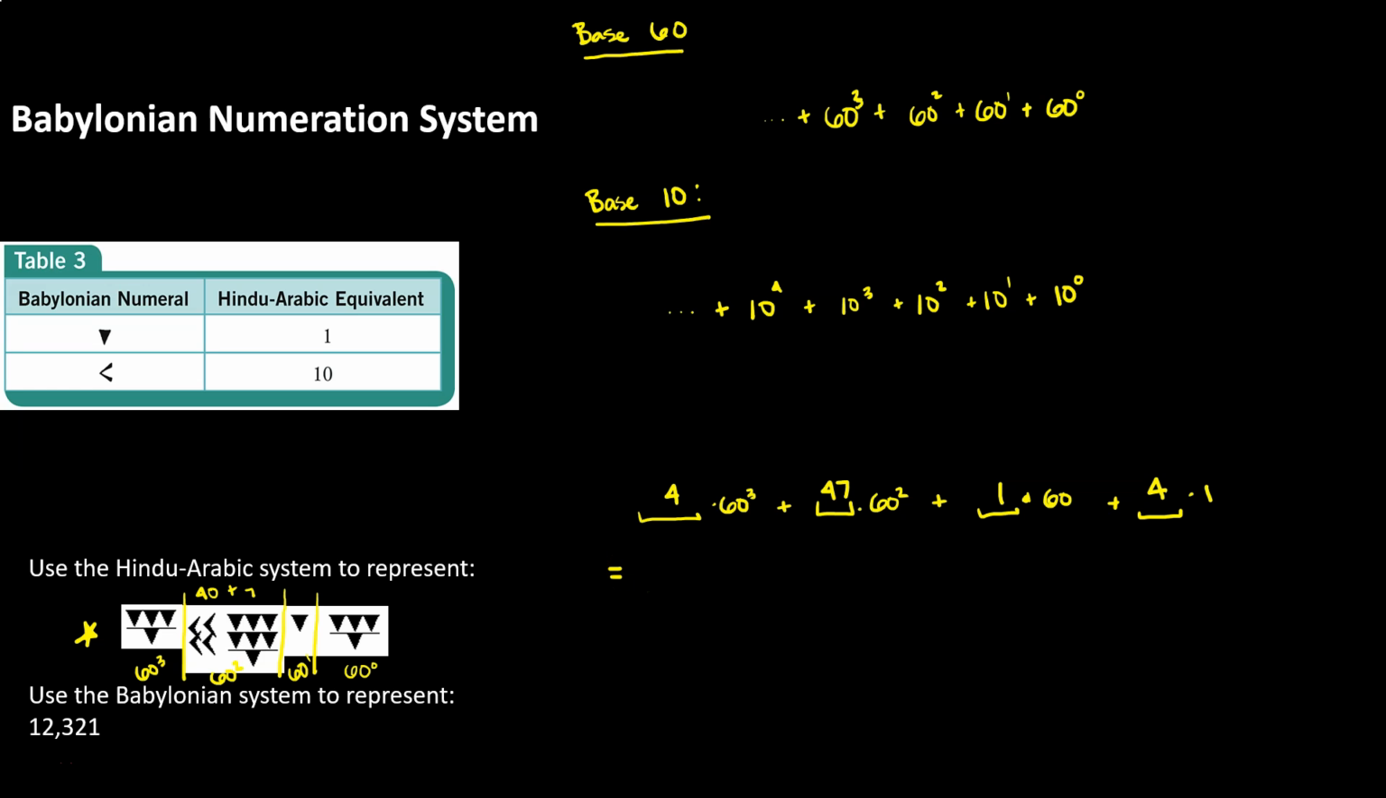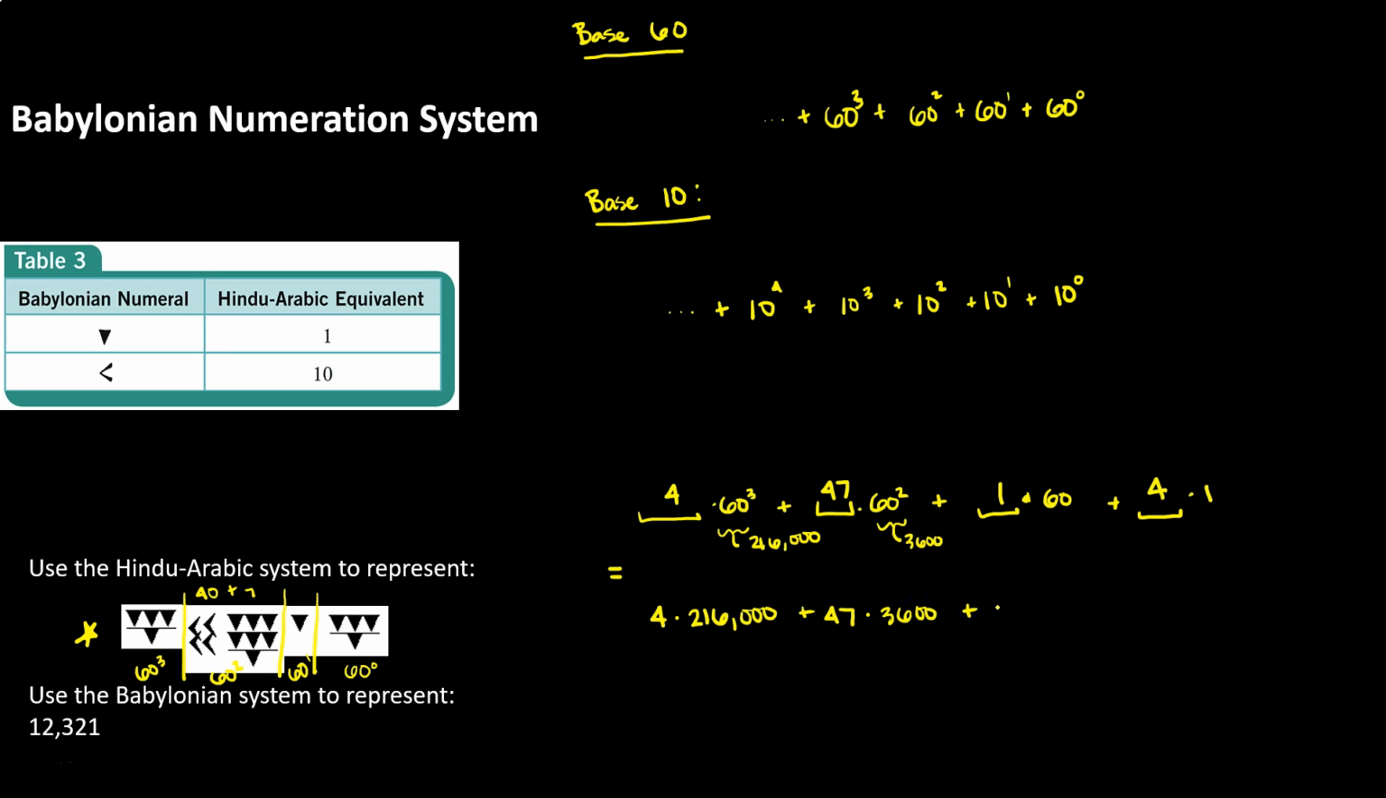First, I'm going to multiply the place values so that we can get a better understanding of what they equal. So 60 cubed is actually 216,000. And 60 squared is actually 3,600. So when we're writing 4 times 60 cubed, we're really writing 4 times 216,000. And when we write 47 times 60 squared, we're really writing 47 times 3,600.